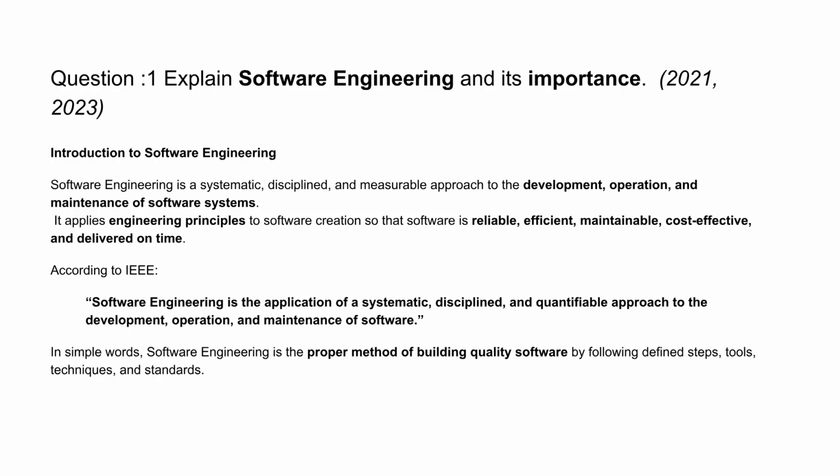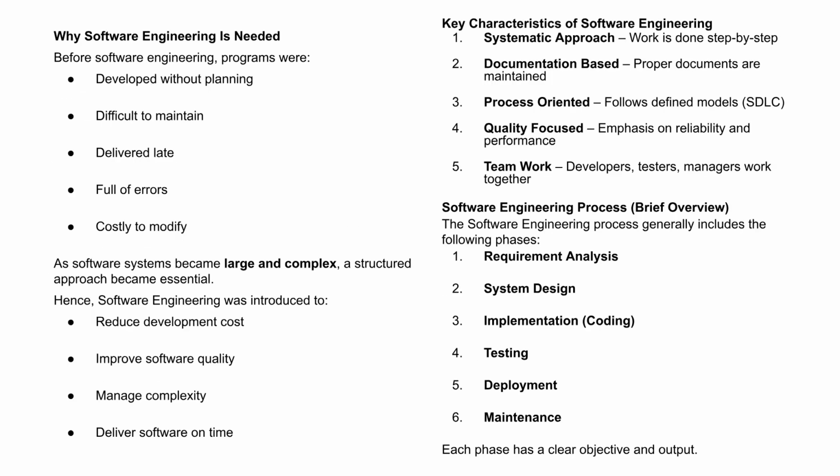According to IEEE, software engineering is the application of a systematic, disciplined, and quantifiable approach to the development, operation, and maintenance of software. In simple words, software engineering is the proper method of building quality software by following defined steps, tools, techniques, and standards. Why software engineering is needed.